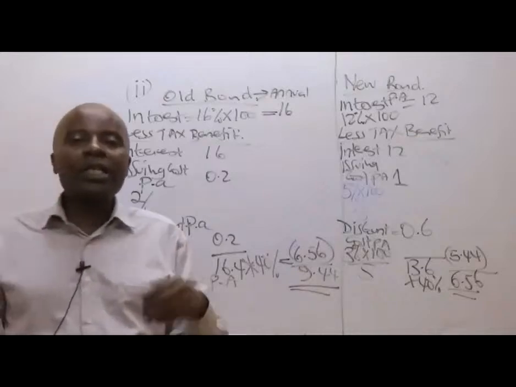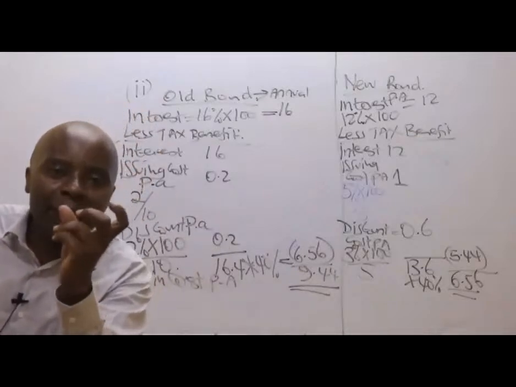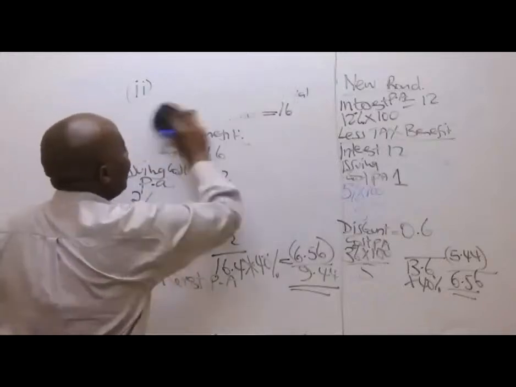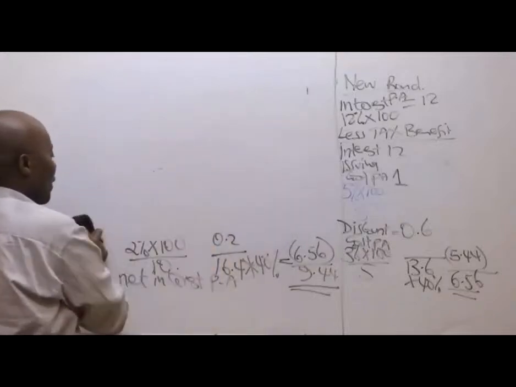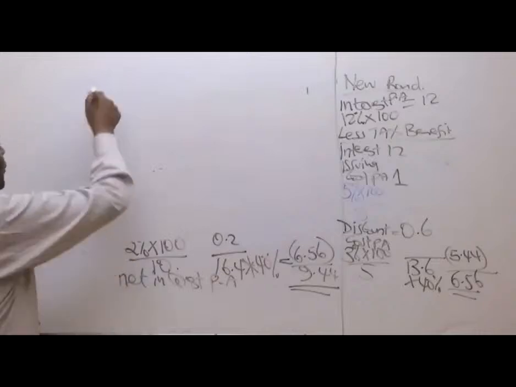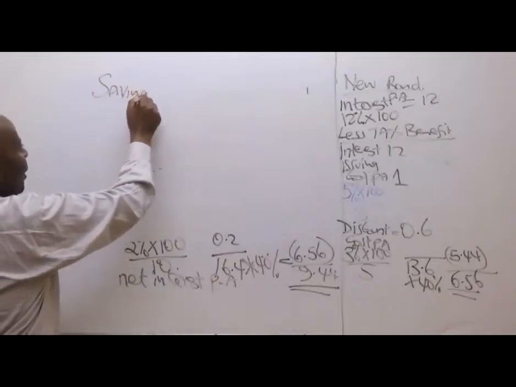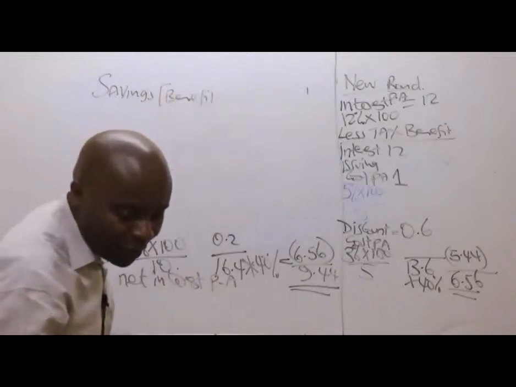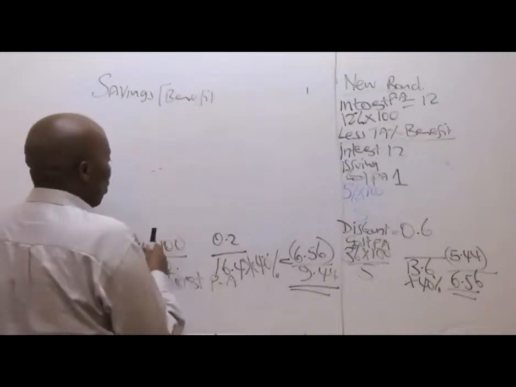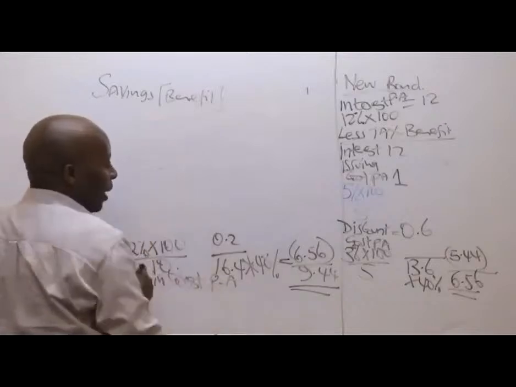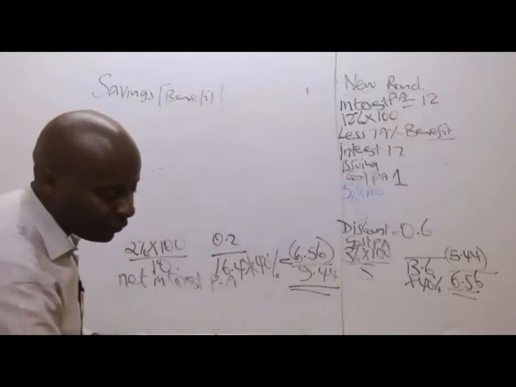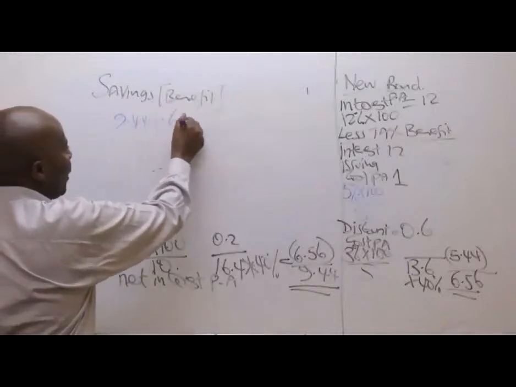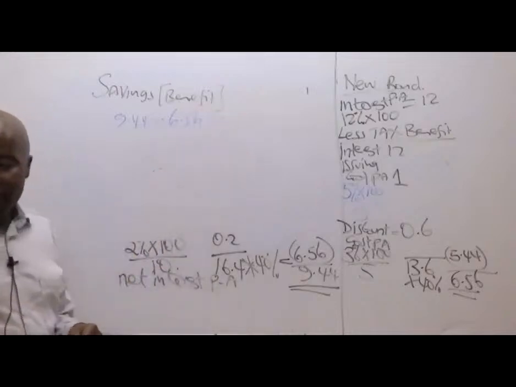The new bond is beneficial. So please give me the benefit, the savings. If I work with a new bond, please come and give me the savings. The benefit of the new bond will be 9.44 minus 6.56. Could you kindly give us an answer?